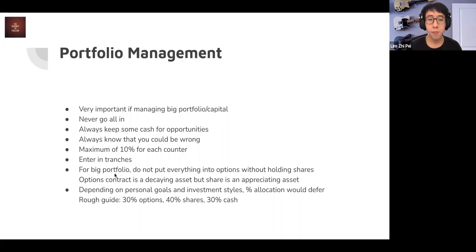That is why if you have a very big portfolio, depending on your personal goals and investment style, you can allocate different percentages to options, shares and cash. This is just a rough guide: you can use 30% in options, 40% shares, and 30% cash. For me, my portfolio is still quite small and I'm trying to grow it very fast, so I'm almost 80% options and 20% shares. And for the cash, I top up every month. So this is how I do it, but it depends on your personal goals and investment style.